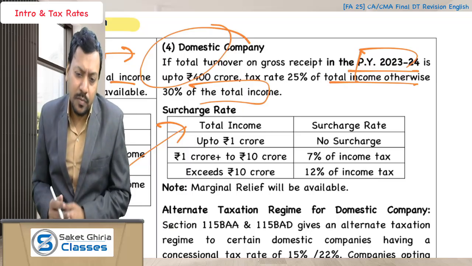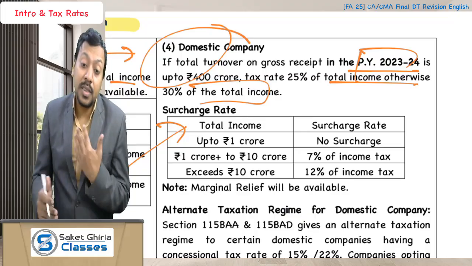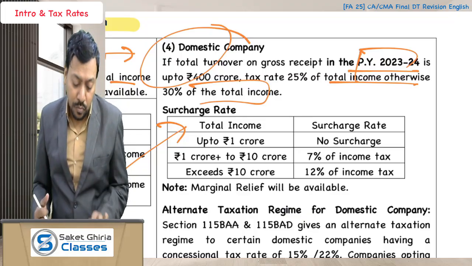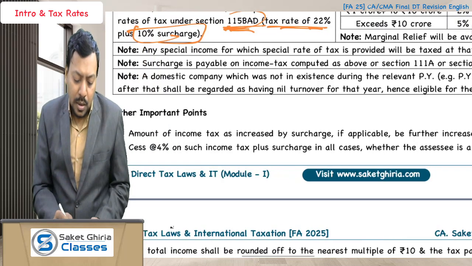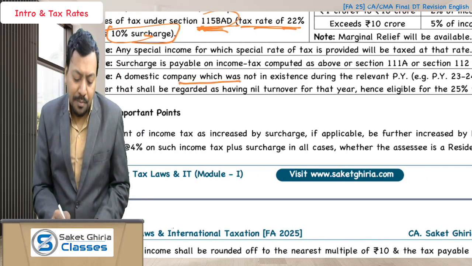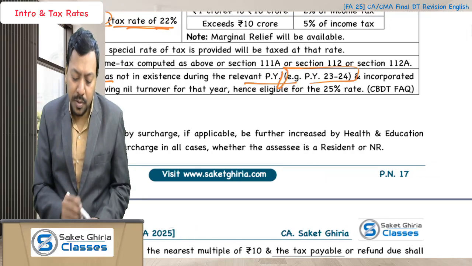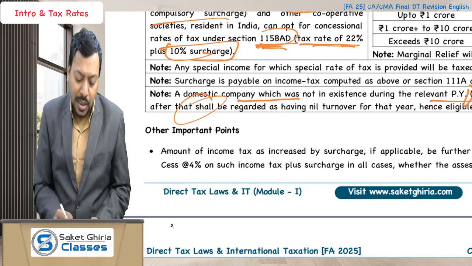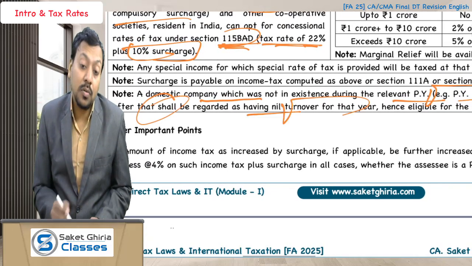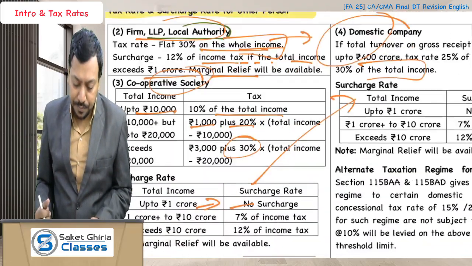Sir, what if the company was not present in 2023-24? Means it has been incorporated after 2023-24. Then, dear friends, as per the CBDT FAQ, a domestic company which was not in existence during the relevant previous year 2023-24 and was incorporated after that shall be regarded as having nil turnover for that year. So if we have nil turnover, then the rate of tax will be 25%.